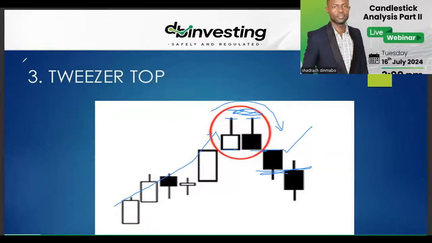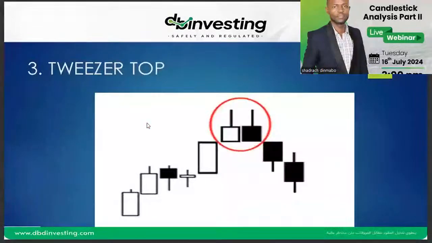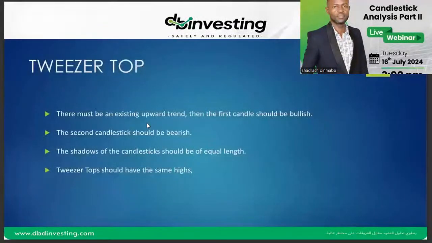The same is true for the tweezer bottom. So this is the tweezer bottom. But before then, let's see the characteristics of a tweezer top. Number one, there must be an existing upward trend. Like I earlier said, these things are powerful at an uptrend, so there must be an existing uptrend.